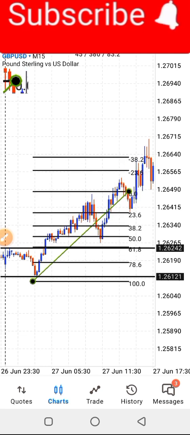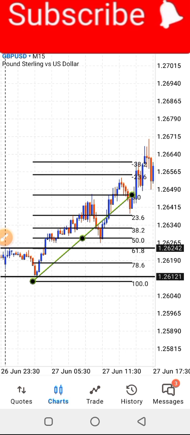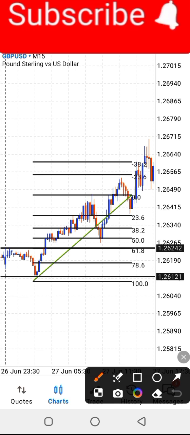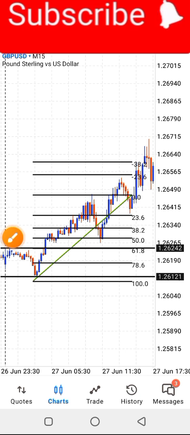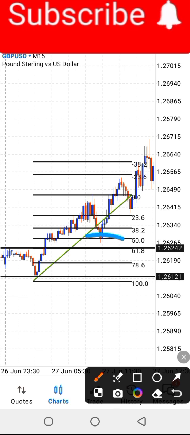So this is how you're going to do it. You are going to fib the move. I'm counting all of this move as one big move. So I'm fibbing from the lowest point to the point where you started seeing significant retracements. The idea is you want to buy anywhere below the 50 line. If you're buying, you have to buy anywhere below the 50 line.